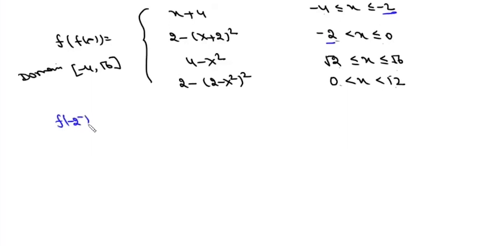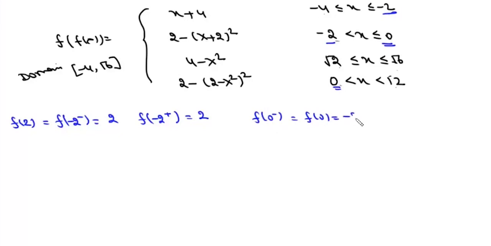So f(-2) negative will be 4 minus 2, 2, and then f(-2) positive, and since equality sign is here, this is also equal to f(2), and f(2) positive will be 2 minus 0. This is 2, so it is continuous at -2. Now we'll check continuity at 0. f(0) negative is also equal to f(0), and here if we put x as 0, it will be 2 minus 4, so it will be this -2, and f(0) positive will be 2 minus 4, which again is -2, so it is continuous at 0 also.